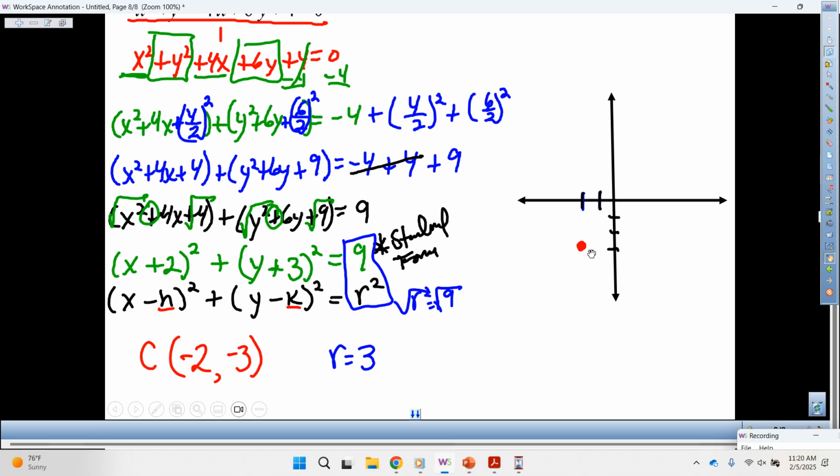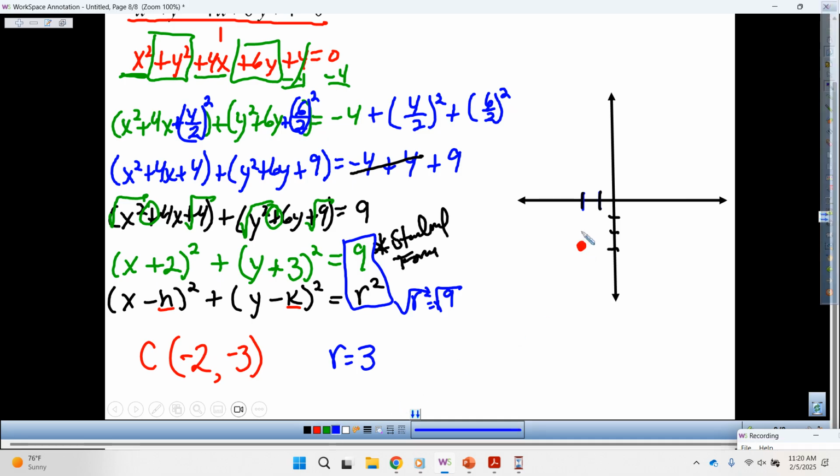So far so good, yes? However, the radius is 3. What does that mean? From the center to the circle is how many steps? 3. That makes the circle equidistant, is that correct?